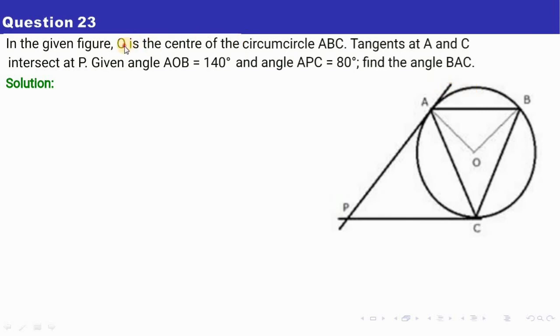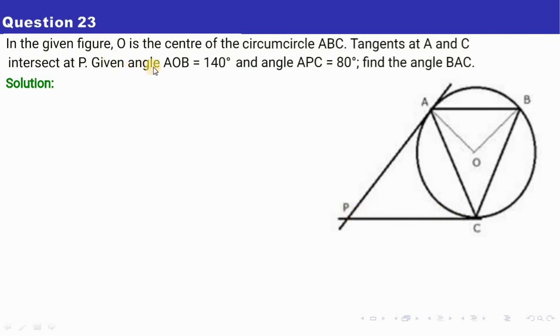Question 23 says, in the given figure, O is the center of the circumcircle ABC. Circumcircle means a circle that entirely covers a triangle, and the vertices of the triangle should exactly lie on the circumference of the circle. Such a circle is known as a circumcircle. So tangents at A and C, that means this tangent and this tangent, intersect at point P.